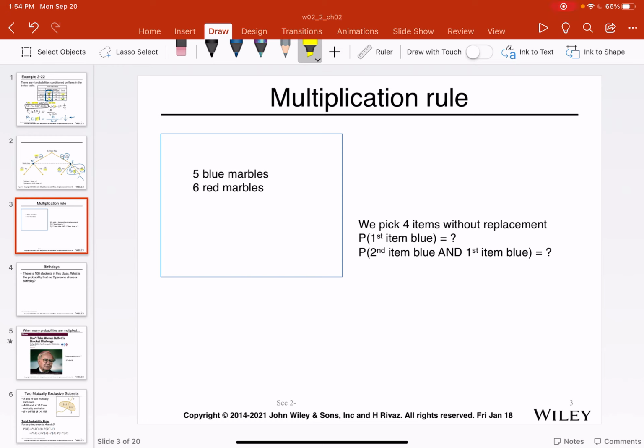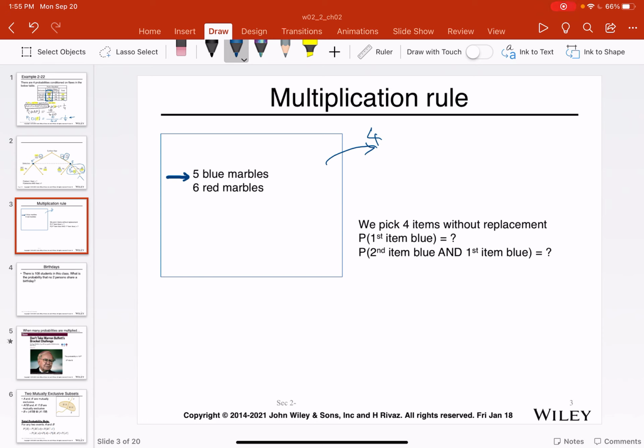So let's look at this when we want to use this for multiplying probabilities. So let's consider this example that we have a bag. This bag has 5 blue marbles and 6 red marbles, right? So 5 blue, 6 red. We pick 4 items without replacement, right? What's the probability of the first item being blue?